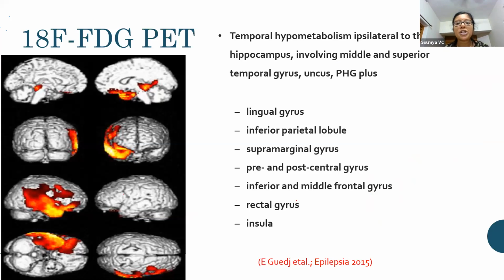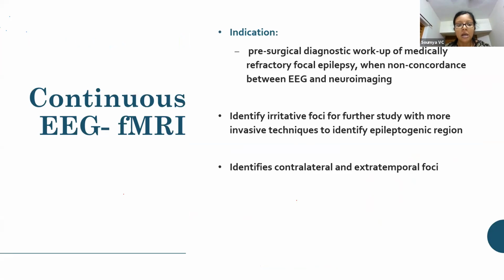In them, it will show temporal hypometabolism ipsilateral to the atrophic hippocampus, involving the middle and superior temporal gyrus, uncus and the parahippocampal gyrus, along with one of the extratemporal areas like the lingual gyrus, inferior parietal lobule, supramarginal gyrus, pre or post central gyrus, the frontal gyrus, the rectal gyrus, or the insula. So these are the important investigatory modalities in temporal lobe epilepsy, temporal plus epilepsies.